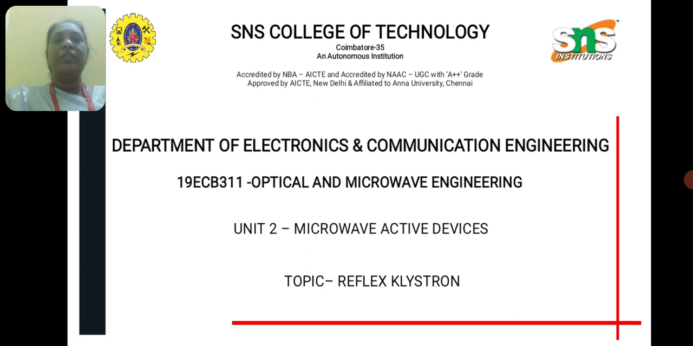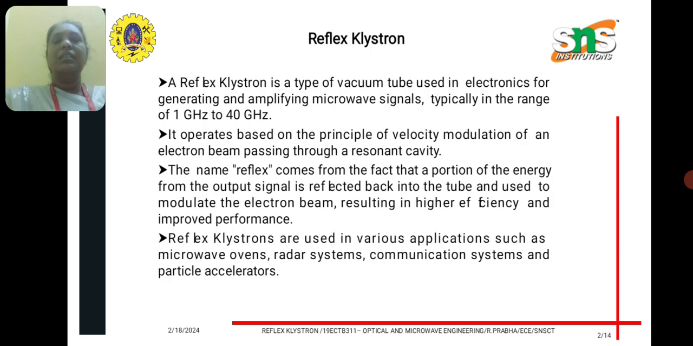In this video, we will discuss the topic Reflex Klystron. It is one of the microwave active devices. The need for the Reflex Klystron is that it is used in microwave electronics for generating and amplifying microwave signals, which are in the range of 1 gigahertz to 40 gigahertz.